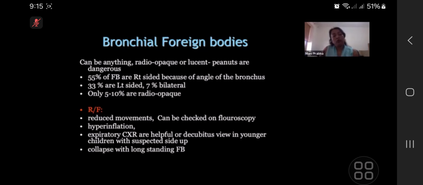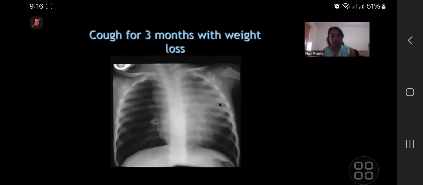Radiologically, what we see is reduced movements, which can be checked on fluoroscopy, and hyperinflation of that part of the lung, so expiratory radiographs are very useful. We can also try a decubitus view in very young children with the suspected side up, which is likely to expand further. Collapse occurs due to a long-standing foreign body. So they have to be referred and the foreign body has to be taken out immediately. Some miscellaneous cases now.